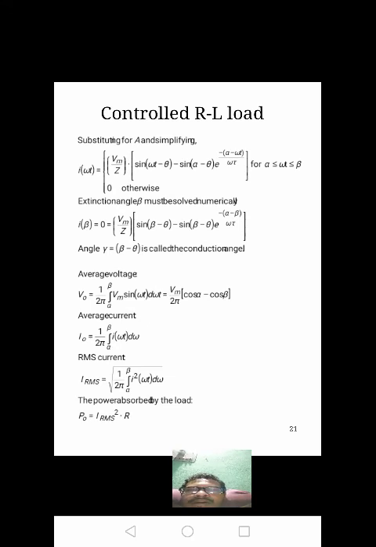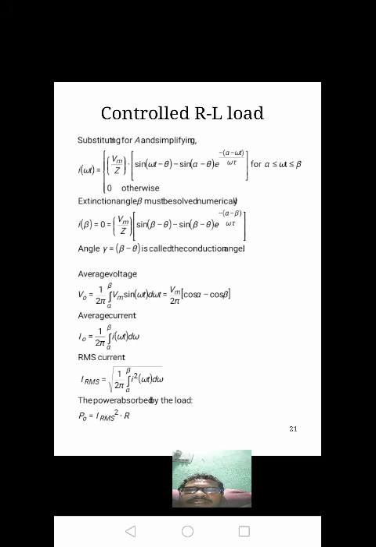The angle gamma equals beta minus theta, which is called the conduction angle. Beta minus theta is nothing but the conduction angle. The remaining part is the discontinuous portion. Beta minus theta is the conduction portion.